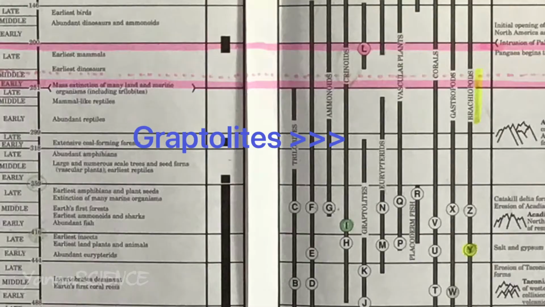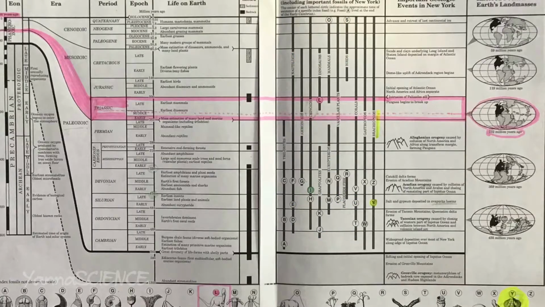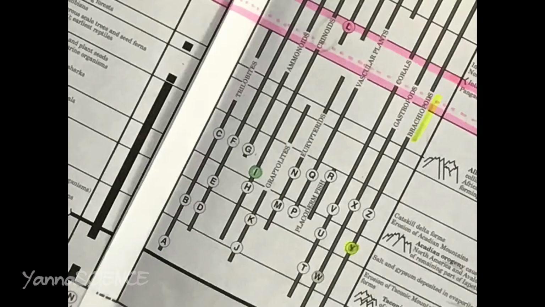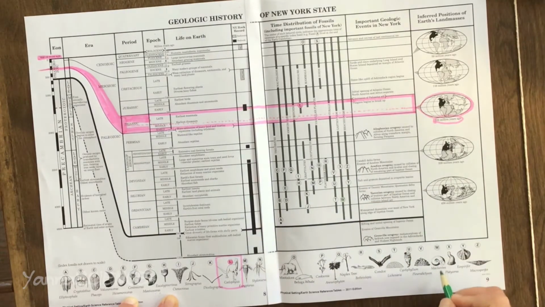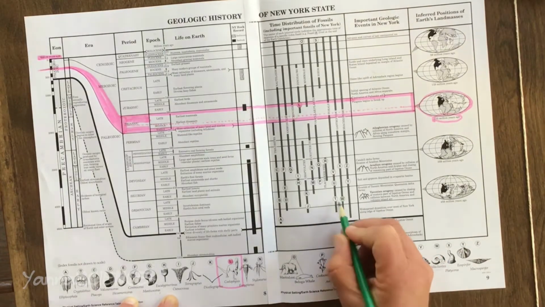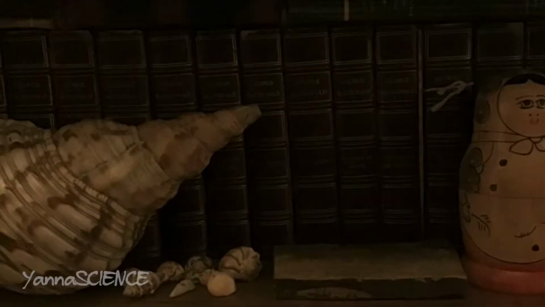Some of these things, like graptolites, are not still alive today. See the way that bar ends? That means that they died out. Another group that's still alive today are the gastropods. So don't forget, each one of these little letters is a particular species within a group, and each one is an index fossil. If it has a letter like W, that means that this particular snail was really common, but then it went extinct relatively quickly. It only lived at this time period of the Ordovician.